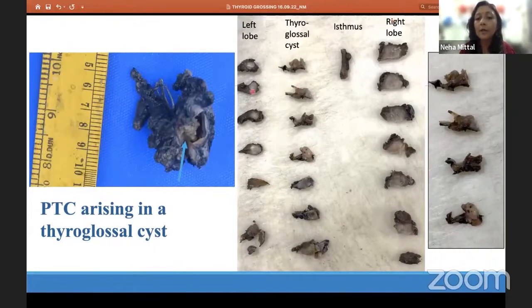The entire thyroglossal cyst has been sampled. Again, multiple serial sections, and both the lobes and the isthmus have been dissected from superior to inferior. And we can see that this is a thyroglossal cyst. We can see on the extreme right, the cyst wall, which is transforming into this solid area. And this area is also showing papillary excrescences. So this is actually a case of classical PTC arising in a thyroglossal cyst, which is also extending to the thyroid lobes.